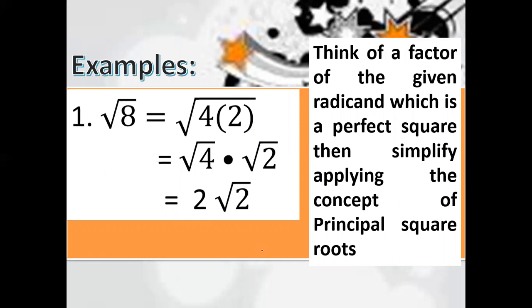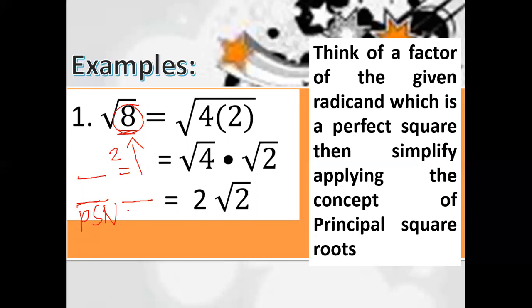So square root of 8, we all know that 8 is not a perfect square number because we cannot think of a number that when you raise it by 2, it's equal to 8. So what will you do? You have to factor out 8. The factors of 8 must include a perfect square number, or let's say PSN. PSN, I am referring to perfect square number.